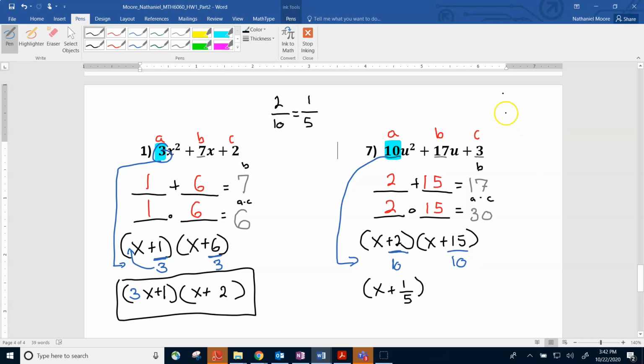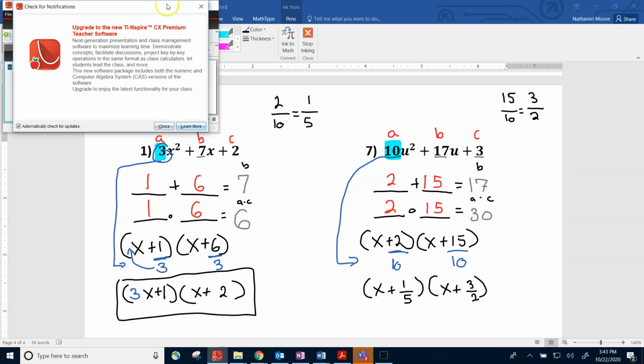Here, we would have 15 over 10. Well, we'd have to simplify this one. Is there a number that can go into 15 and into 10? 5 can. 5 goes into 15 3 times. 5 goes into 10 2 times. So then this would be x plus 3/2.